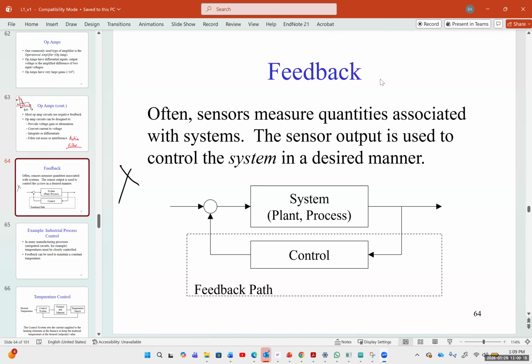And the feedback topology is usually like this. We have a system, which is a plant process, and then from the output of that, we get a signal. We put it through the feedback path, which could be a controller, and then we feed it back to the system, to the input.